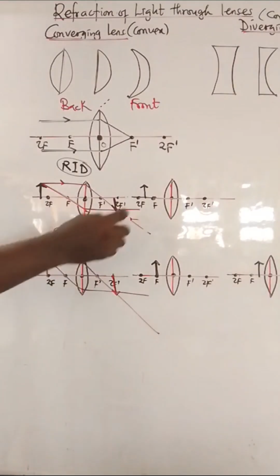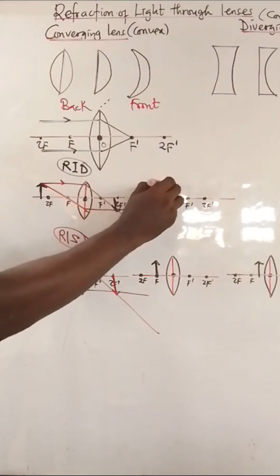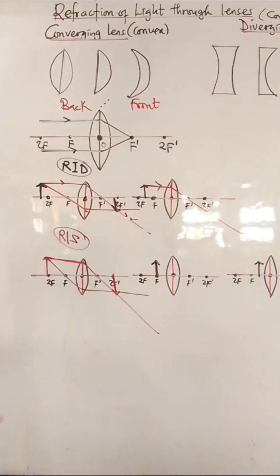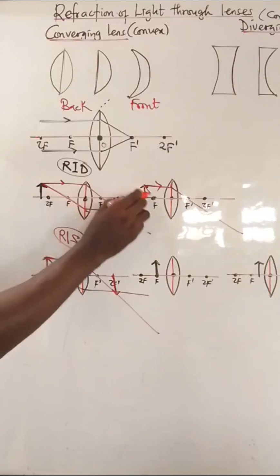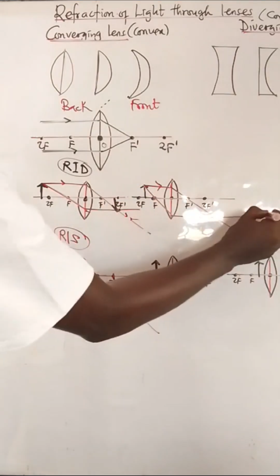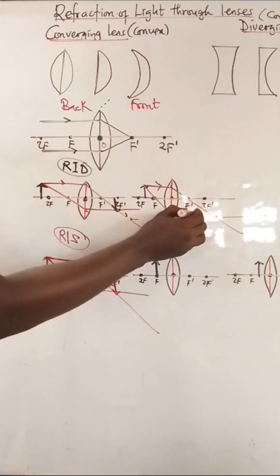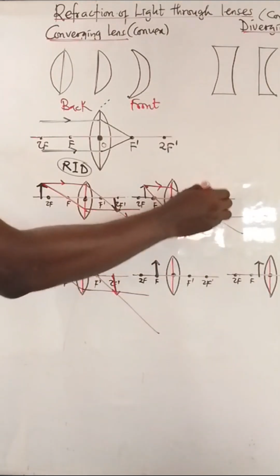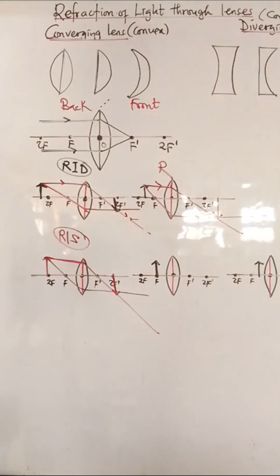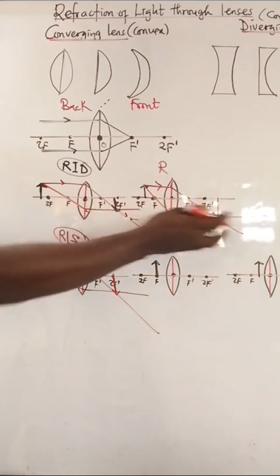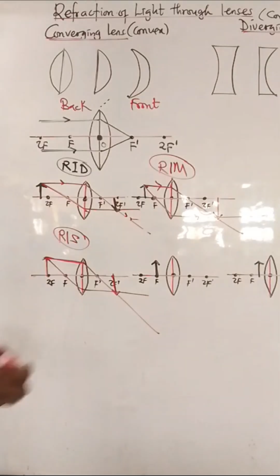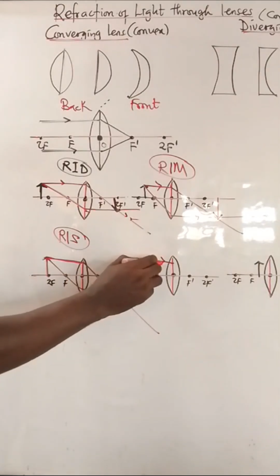The next one, between 2F and F: a ray parallel to the principal axis passes through the principal focus after refraction. Then next, a ray that passes through this F, after refraction, should be parallel to the principal axis. At the end, we have this. It is formed beyond 2F, at the front, real. Below the principal axis, it is inverted. Now it's bigger, magnified. That's real. For the next one at F, a ray parallel to this one, after refraction, passes through F.